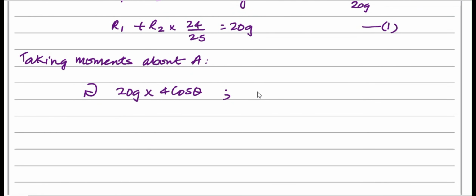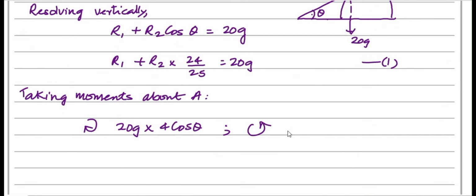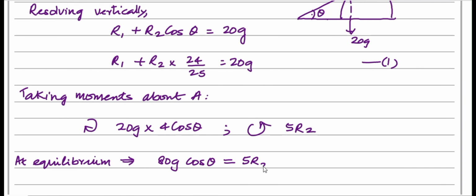Okay. Looking for the anti-clockwise moment, let's go back to the diagram. So anti-clockwise about A is this R2 multiplied by the perpendicular distance 5 meters. So it is 5 R2. And now, since it is at equilibrium, the moments should be equal. Therefore, 80g cos theta should be equal to 5 times R2. Also, we know cos theta is equal to 24 over 25.